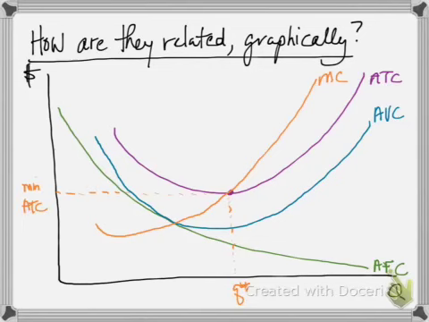And so Q star is going to be determined by the average total cost. And mathematically, the marginal cost curve, the orange Nike swoosh there, always intersects the average total cost at its minimum. And there's a separate screencast that discusses why that has to be the case.